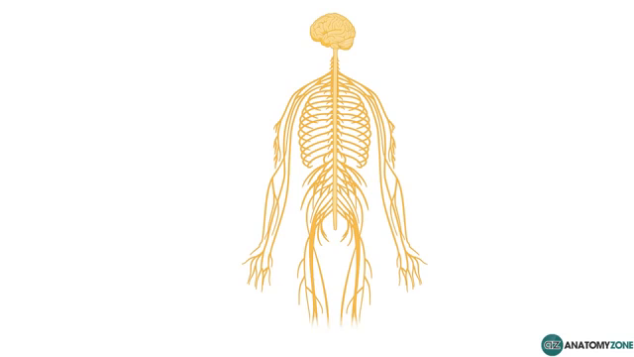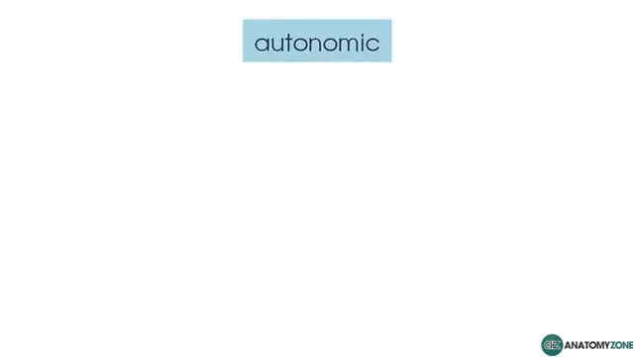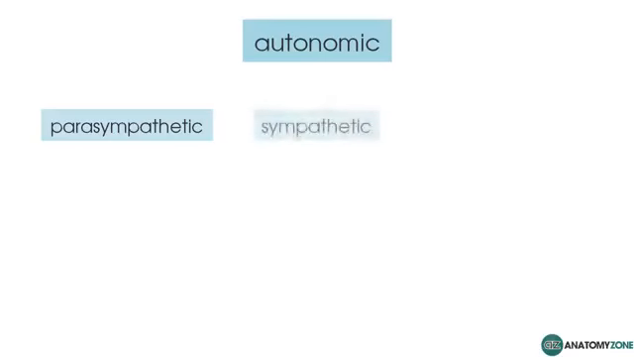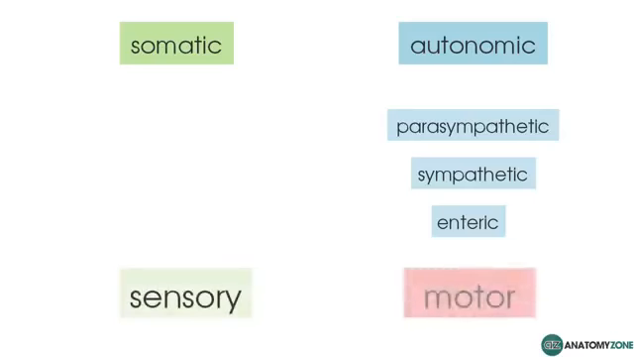Having taken a look at the central nervous system, let's return to the peripheral nervous system and look at how this is split up. Essentially you've got two parts to it. You've got the somatic part and the autonomic part. The autonomic part can then be further subdivided into the parasympathetic, the sympathetic, and the enteric nervous system. And within these components of the peripheral nervous system, you've also got sensory and motor divisions.